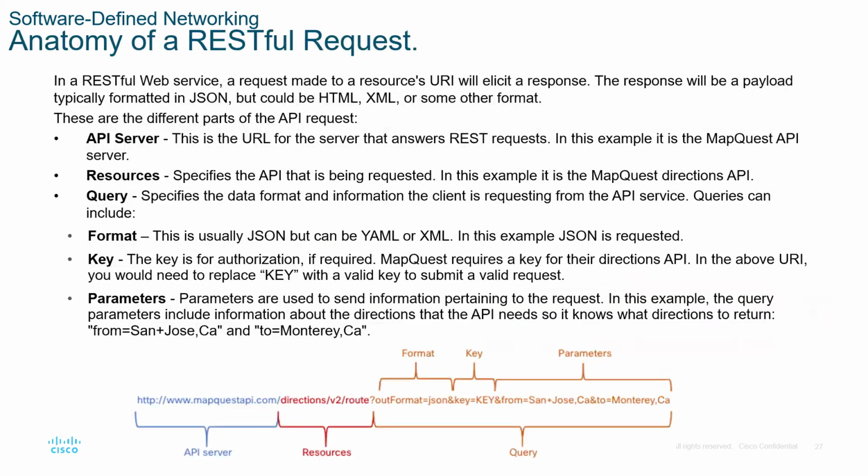Anatomy of a RESTful request. In a RESTful web service, a request made to a resource URI will elicit a response. The response will be a payload, typically formatted in JSON, but could be HTML, XML, or some other format.